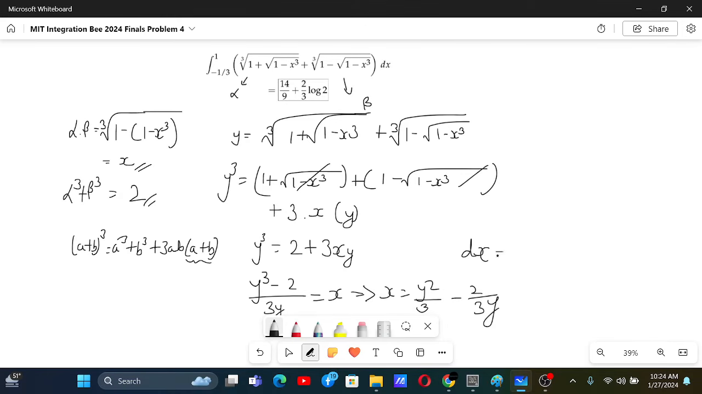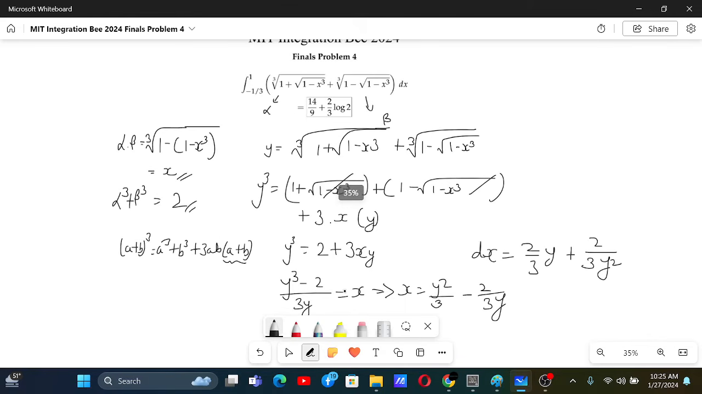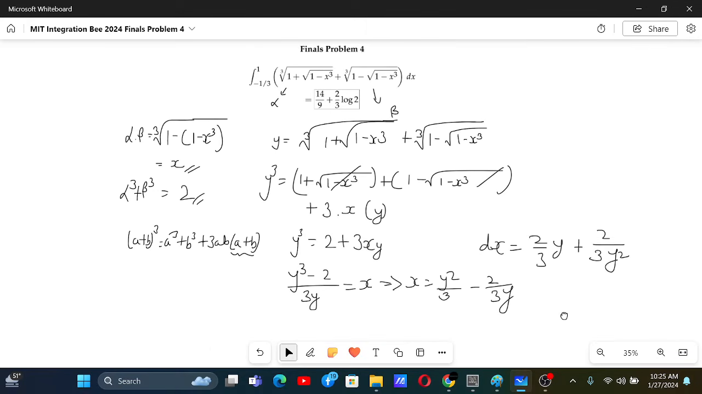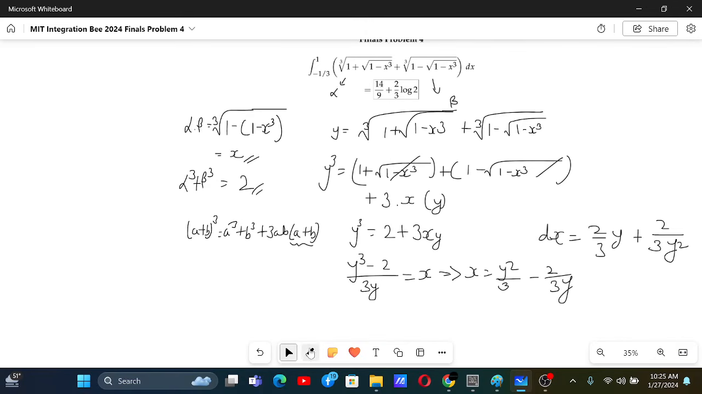Now our dx is an easier expression. That's just 2 by 3y plus 2 by 3y square. That's a really easy expression. This thing is not a problem, but how do we change the limits? For x equals 1, it may not be hard to find the y value. y will just be, 1 and 1 cancel each other out, the cube root of 1 plus the cube root of 1 again. So that's just 2. But what about x equals minus 1 by 3?